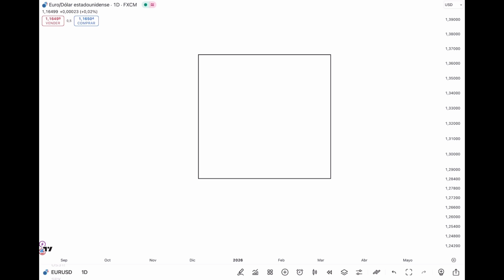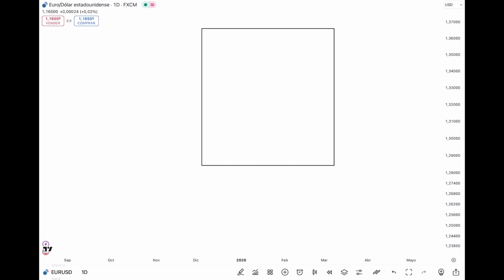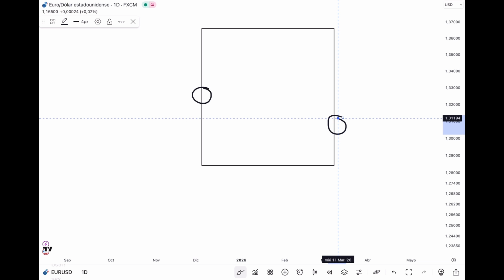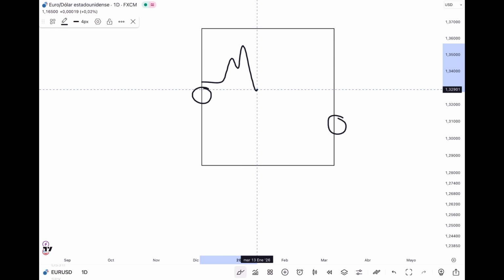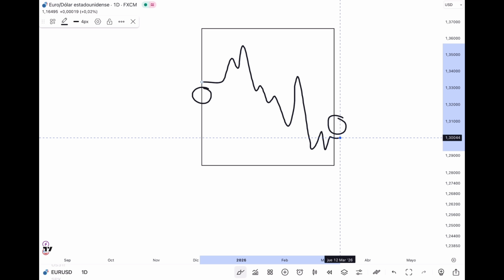If you answered yourself, this is a candle, you're right. It's a box, but it represents a candle. It's a square. It represents candles in general. This is a candle. It consists of opening time, closing time, and whatever happens in between price-wise.